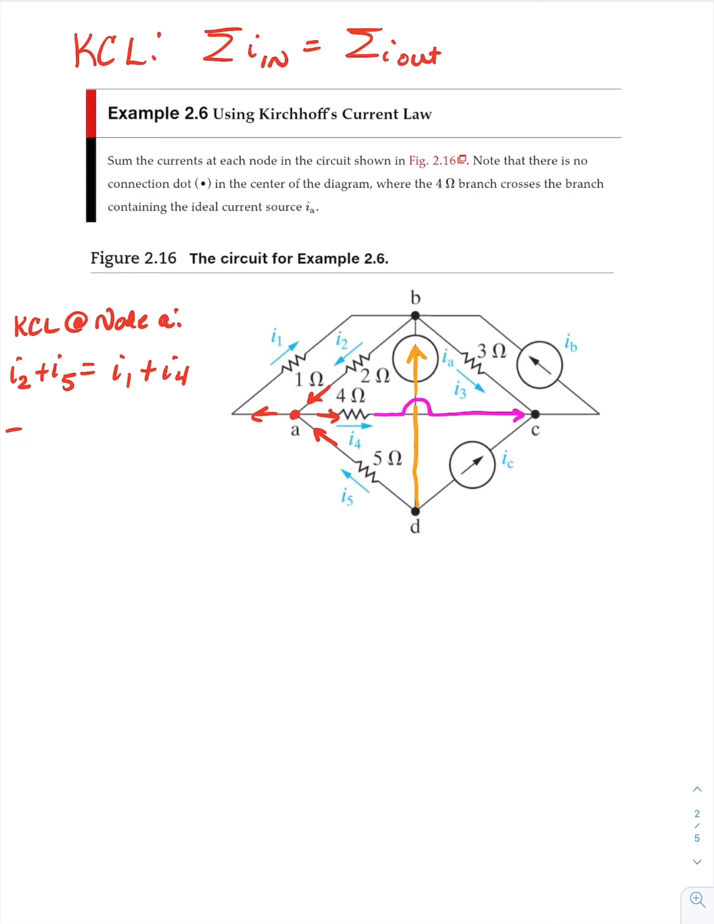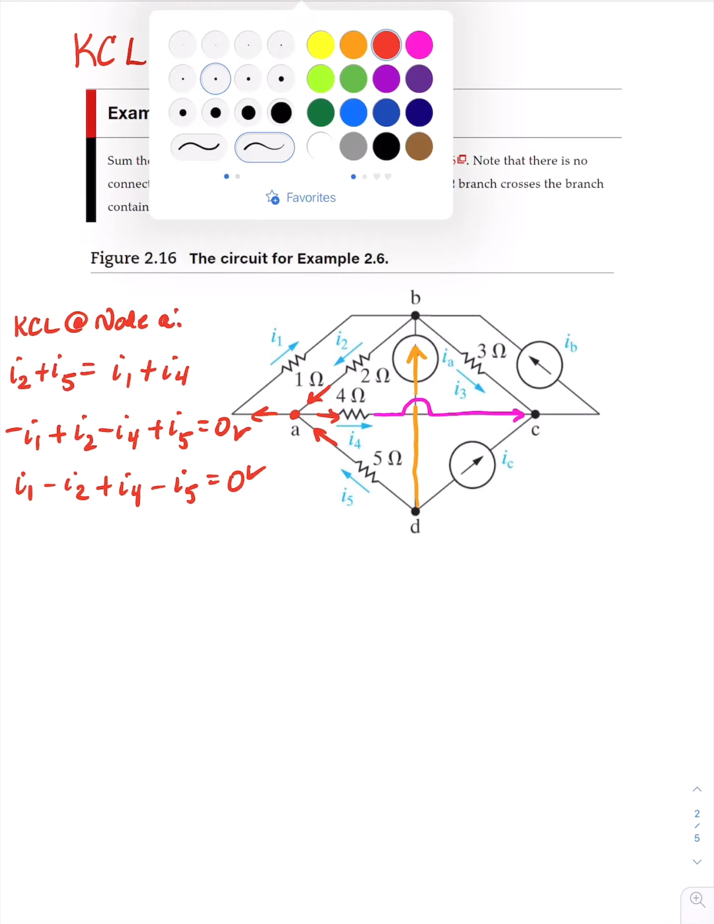So if we want to get everything on the same side, minus I sub 1 plus I sub 2, plus, let's put I sub 4 next, minus I sub 4 plus I sub 5 is equal to 0. So the text will have just the opposite. They have I sub 1 minus I sub 2 plus I sub 4 minus I sub 5 is equal to 0. Both are correct. We just chose different directions to be positive or negative. As long as you are consistent, that's all that matters.